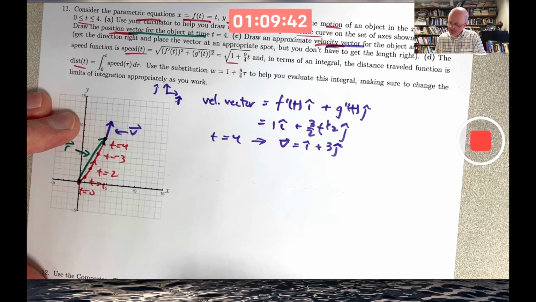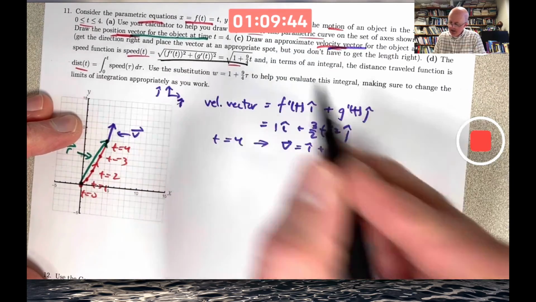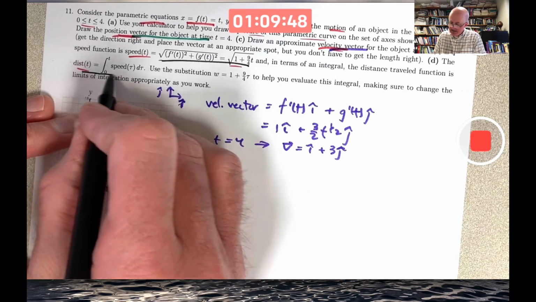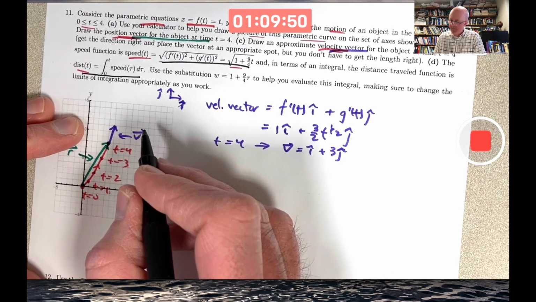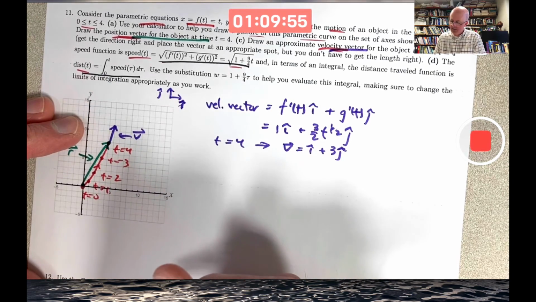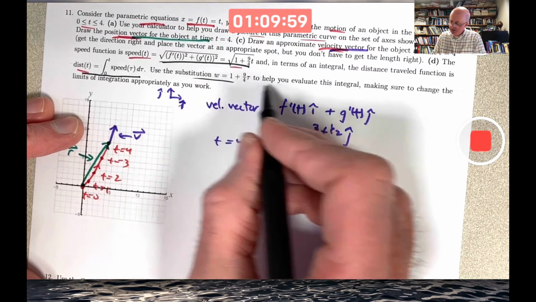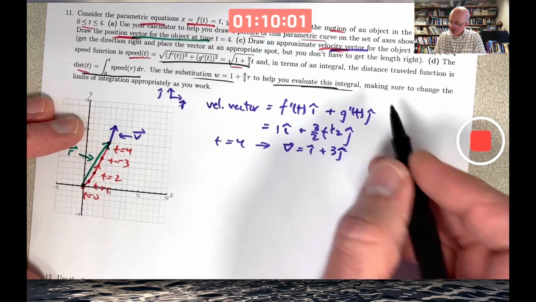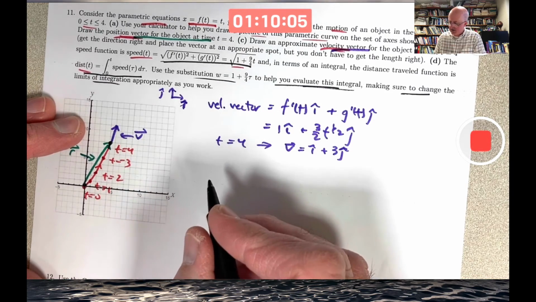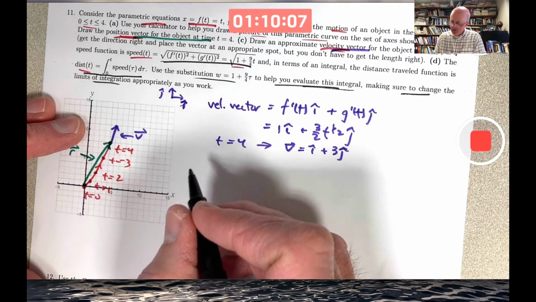Part D, the speed function is this, and you can confirm that calculation. I'm not requiring my students to do that. And the distance traveled is this as a function of time, also giving you the arc length of the curve as a function of time. The directions say use this substitution to help you evaluate this integral. Make sure you change the limits of integration, just like we did back a while ago, page 2, I think, to help us show our work appropriately.